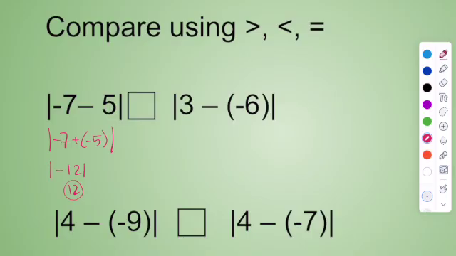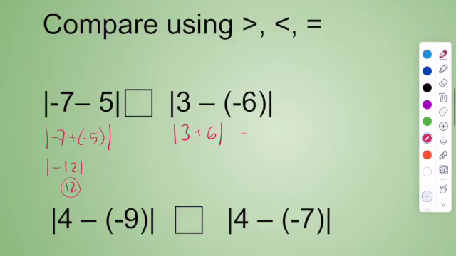On the other side, we have the absolute value of 3 minus a negative 6. I need to flip that. So 3 plus the opposite of negative 6, which is 6. 3 plus 6 is 9. The absolute value of 9 is 9. But 12 is greater than 9, so this side wins. The absolute value of negative 7 minus 5 is greater than the absolute value of 3 minus negative 6.